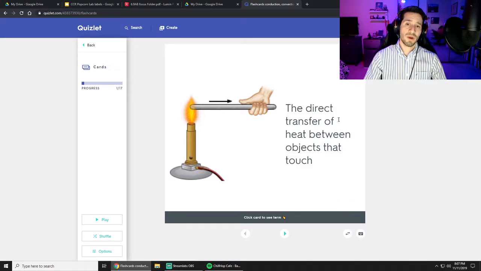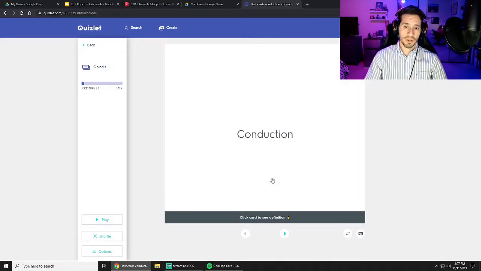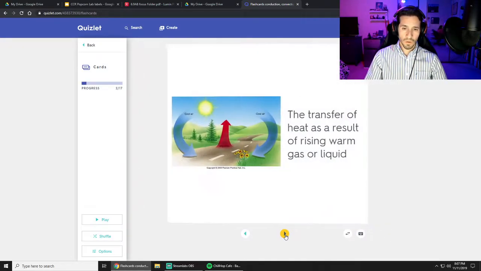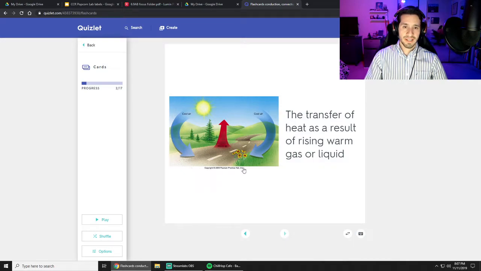The direct transfer of heat between objects that touch: again, if they're touching, we know that is conduction. This one, again, is cycling: warm air rises, cool air goes back down to rise up again as it heats up, and keeps on in perpetual motion. The transfer of heat as a result of the rise of warm gas or liquid, we call that convection.